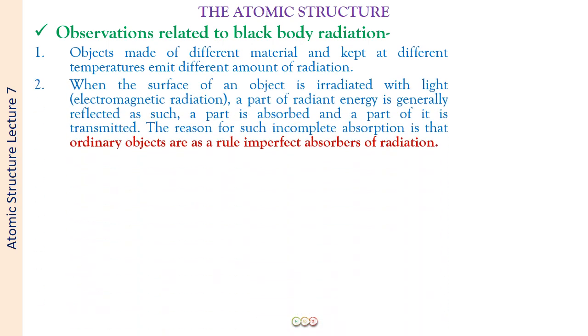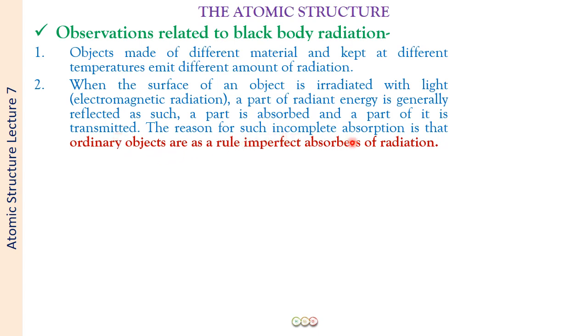When the surface of an object is irradiated with light, which is electromagnetic radiation, a part of the radiant energy is generally reflected, a part is absorbed, and a part of it is transmitted. So what happens when radiation falls on the surface of an object? Three things happen simultaneously. What three things? First, a part of the energy is reflected back, right? The other is that a part of it is absorbed by the object, and the third, a part of it is transmitted. So: reflection, absorption, and transmission of the radiation.